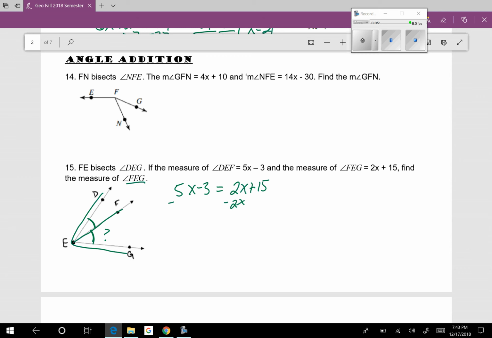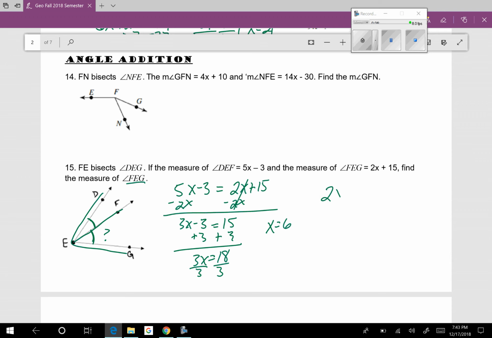So take away 2x. So we get 3x minus 3 is equal to 15. Add 3. 3x is equal to 18. Divide by 3 on both sides. We get x is 6. Now we have to plug in for FEG. So it's 2x plus 15. So 2 times 6 plus 15. So the measure of angle FEG is equal to, well, that's 12 plus 15, so that's 27 degrees.